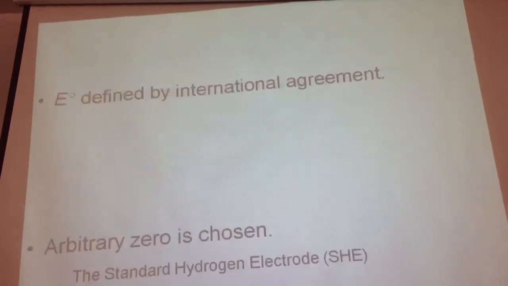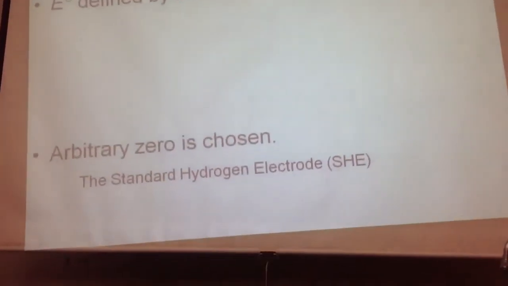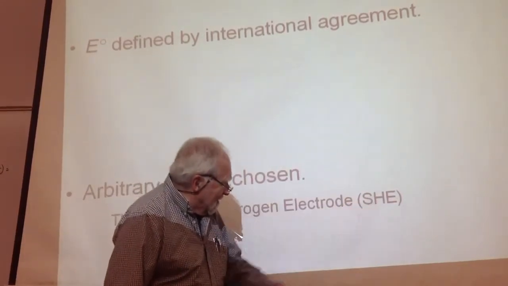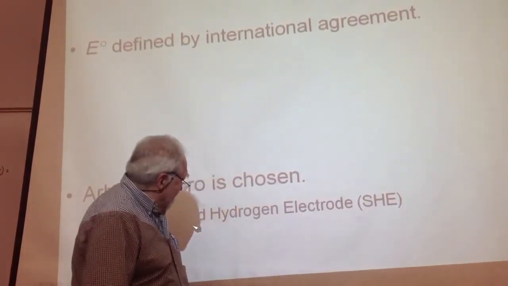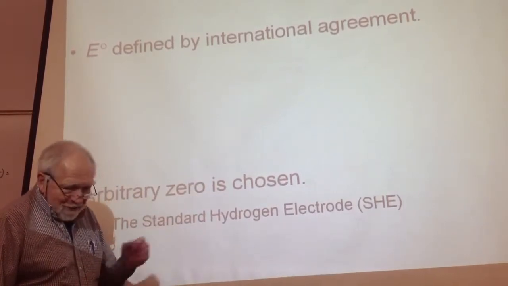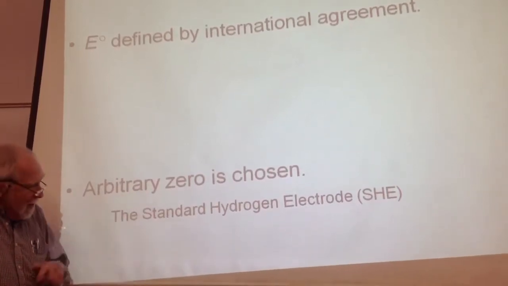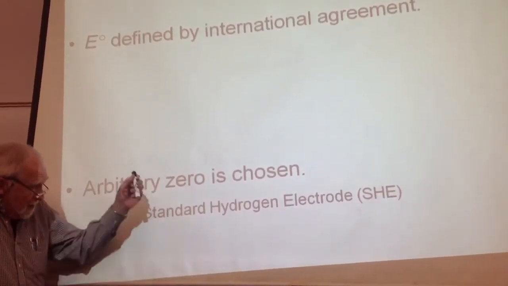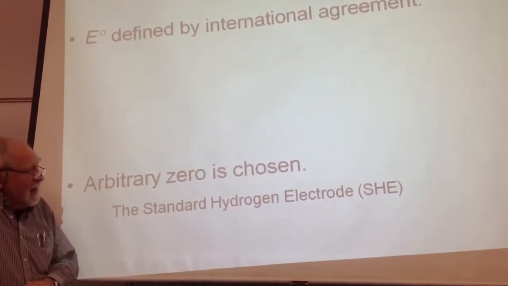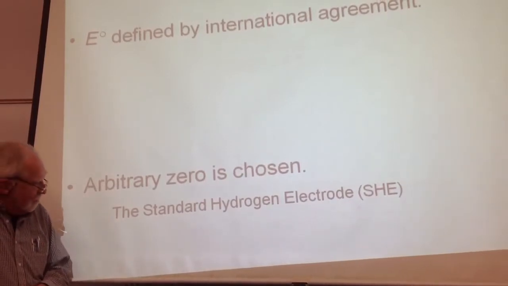That's hard to determine. But it picked an arbitrary zero. We call it the standard hydrogen electrode. Some of the more modern books call it NHE, which means normal hydrogen electrode instead of standard hydrogen electrode, because they don't want to be accused of doing sexism things, I guess. So anyhow, the standard hydrogen electrode is said to be zero by definition.